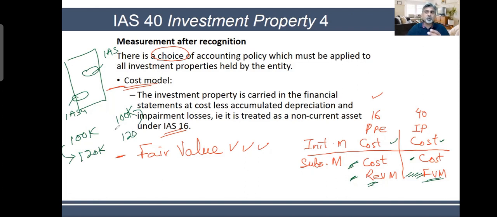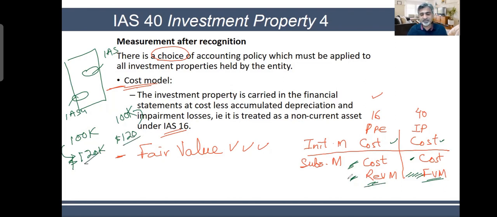So when you do revaluation or fair value, the value itself is not different. The value itself will remain the same. It is not like the revaluation model value will become 130 and the fair value model value will become 120. No, because fair value and revaluation are done on the market value. So market value is 120K in both cases.